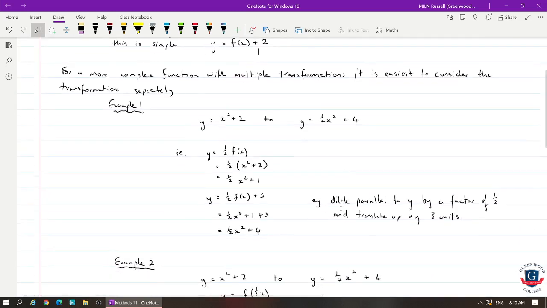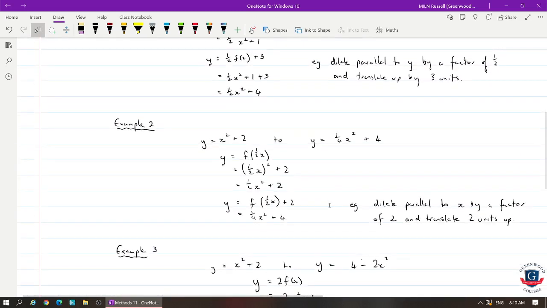Okay, first one done. What happens if we want to dilate something parallel to x instead? So in this case, we start with x squared. We want to get to quarter x squared. Remembering that when we square it, this half is going to get squared as well, and we're going to end up with a quarter. So if we want to dilate it horizontally, we need to consider that when we square it, whatever this value here is going to get squared too. So if we want to get from 1 to a quarter, and we want to know what value would be squared to get a quarter, that would be a half, and that's why I chose a half here.